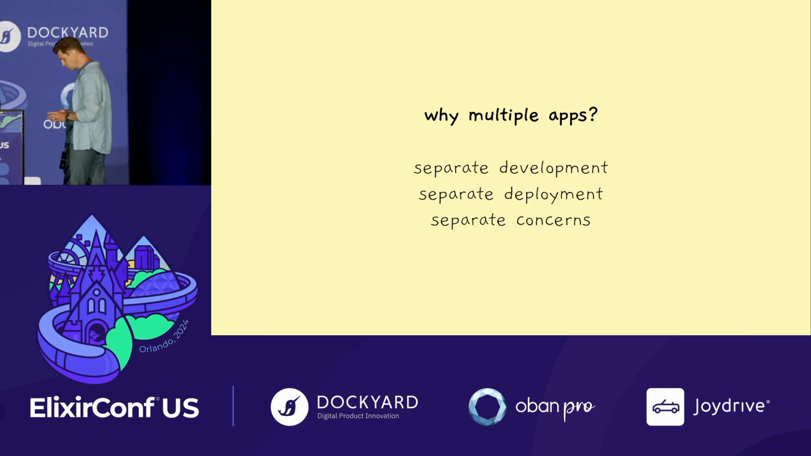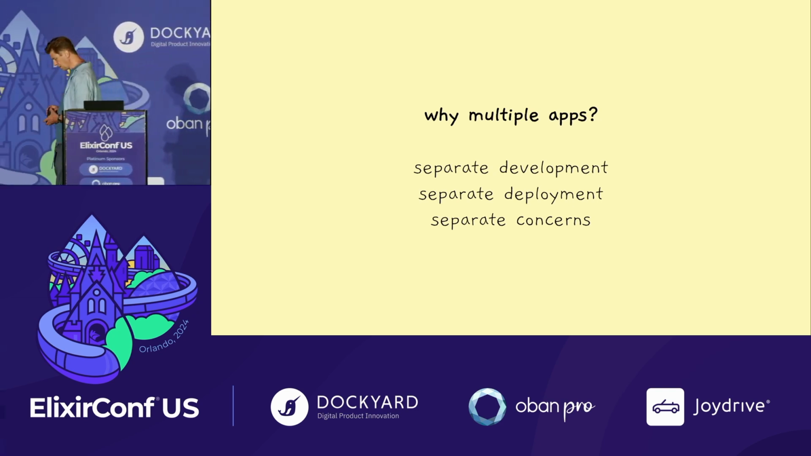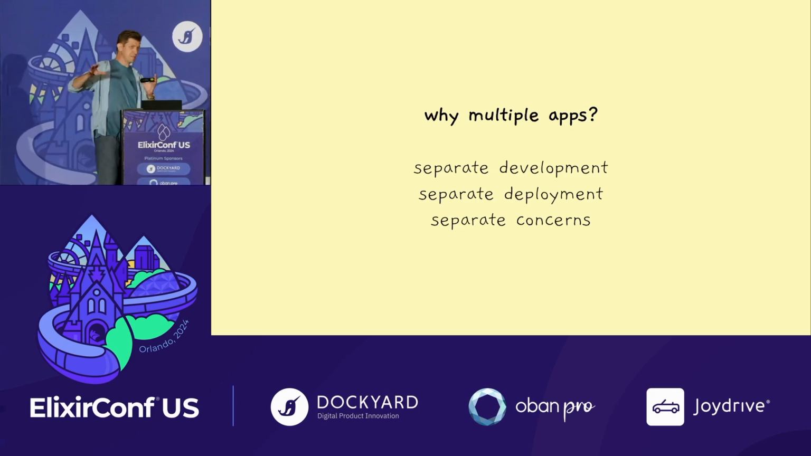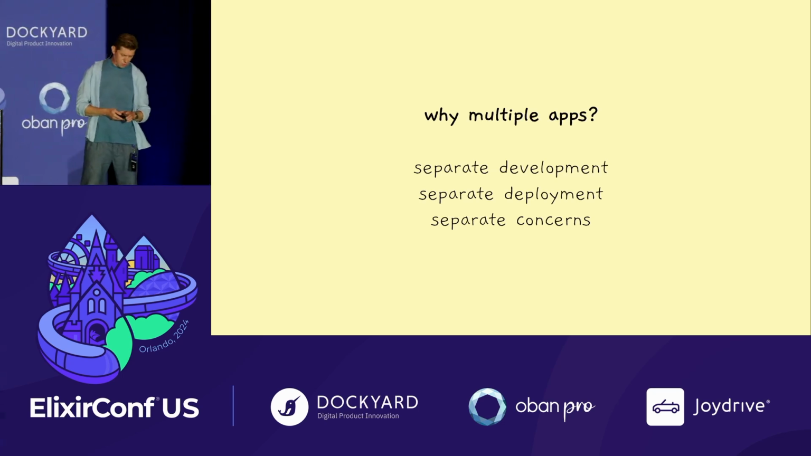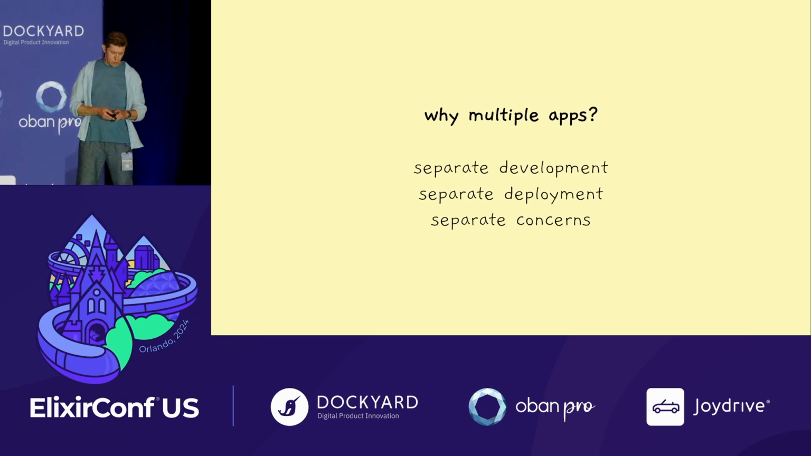But the third thing, and this is what we're going to focus on today, is the case when you don't care about, like, you have just one team, and you have just one thing, one service, a monolith, and still you introduce umbrellas to modularize your code, right?